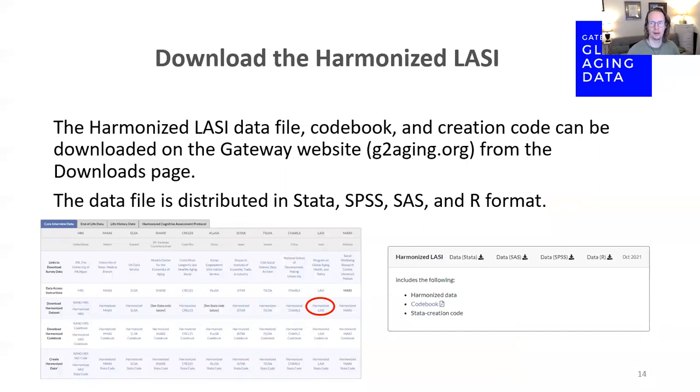Okay, so for the harmonized LASI, the harmonized LASI data file and codebook can be downloaded from the gateway itself. As I mentioned, you don't need to register twice. So if you're already a registered user of the gateway, you can download the harmonized LASI. And the data file is distributed in Stata, SPSS, SAS, and R format. You can do this from the downloads page of the gateway.